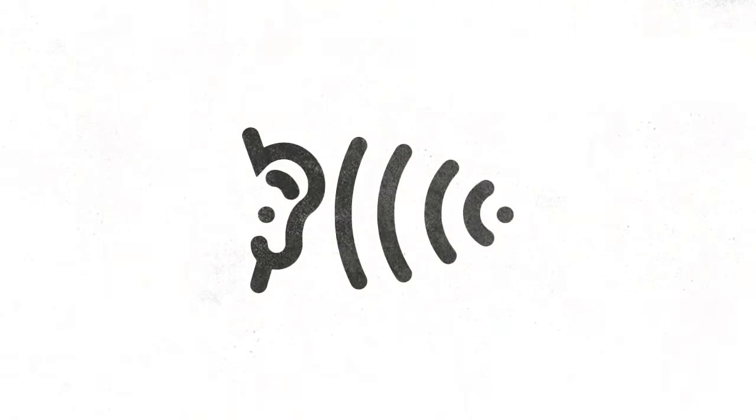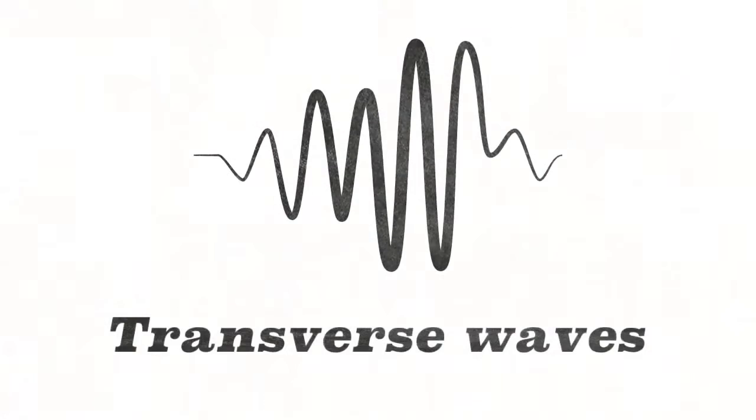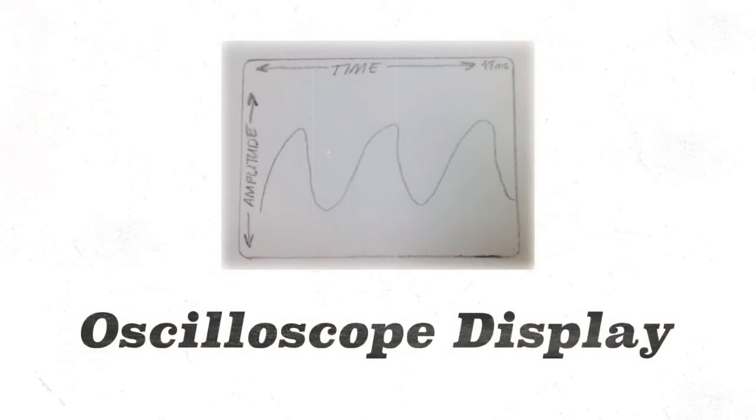But let's be honest, we don't just listen to sound, we look at it. And when we do, we use transverse waves. The oscilloscope display takes a detailed look at amplitude, with amplitude along the y-axis and time across the x-axis.